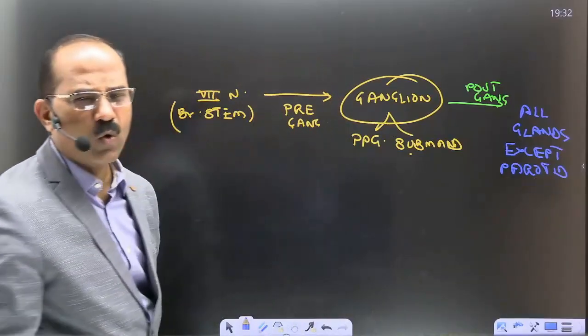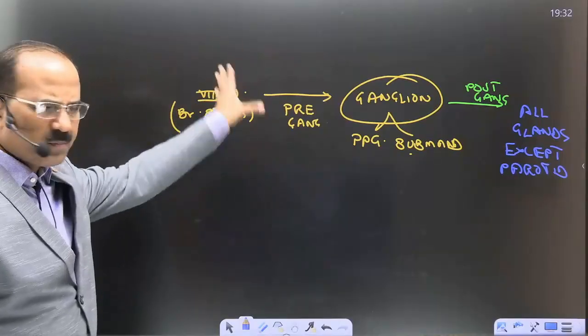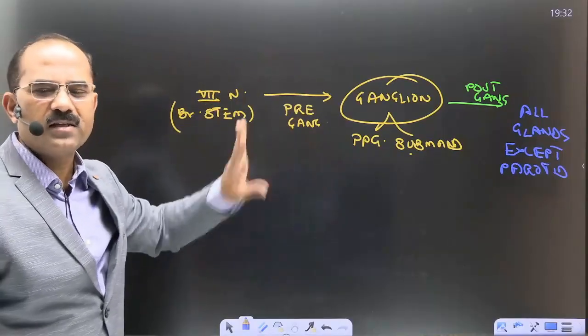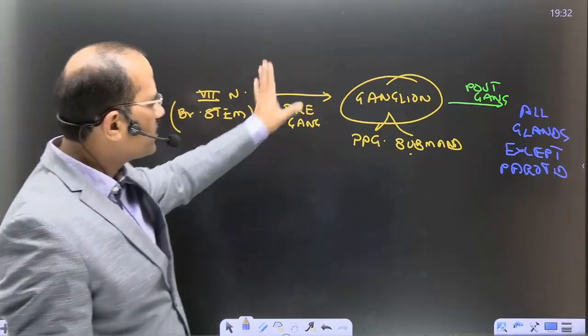It supplies all the glands except parotid. Clear to all of you? So this is a brief outline about the parasympathetic nervous system. Okay, that's the seventh nerve. Preganglionic fibers go to the ganglion.